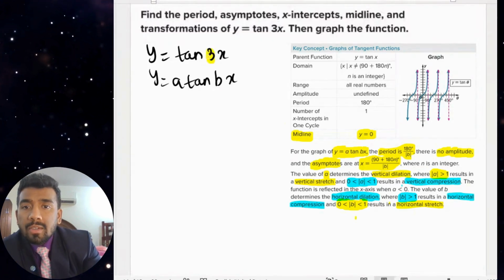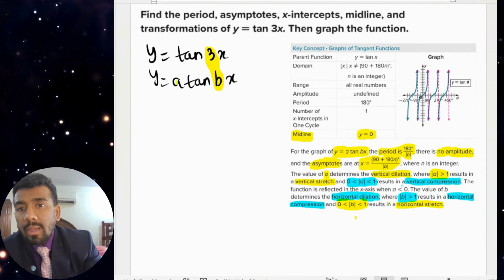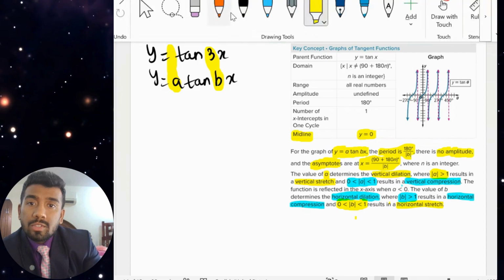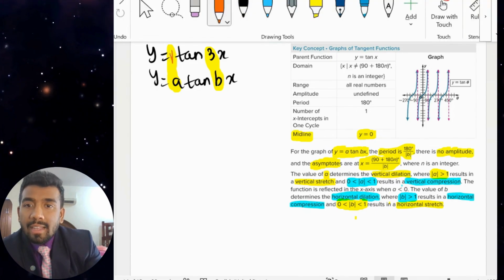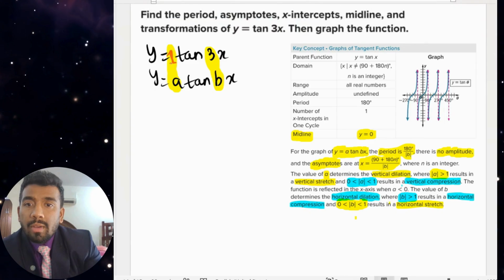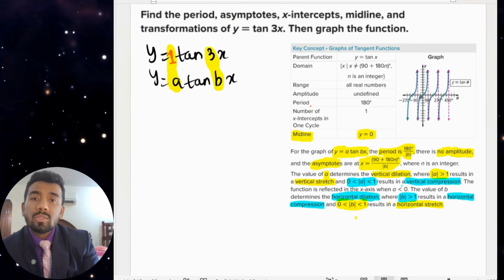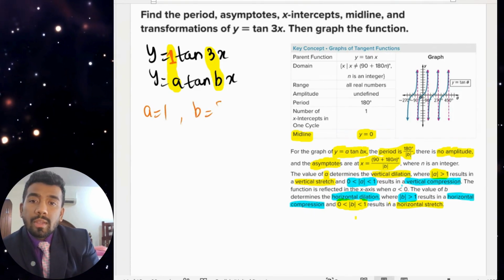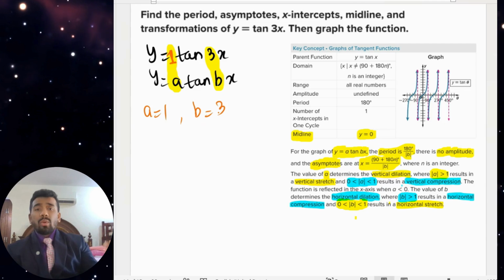B is pretty easy. You can straight away see b is 3. But what about a? There is no number. What should I put over here? 1. All of my students know if there is no number, we take it as 1. So you got a is 1 and b is 3. After this, find whatever things you need.